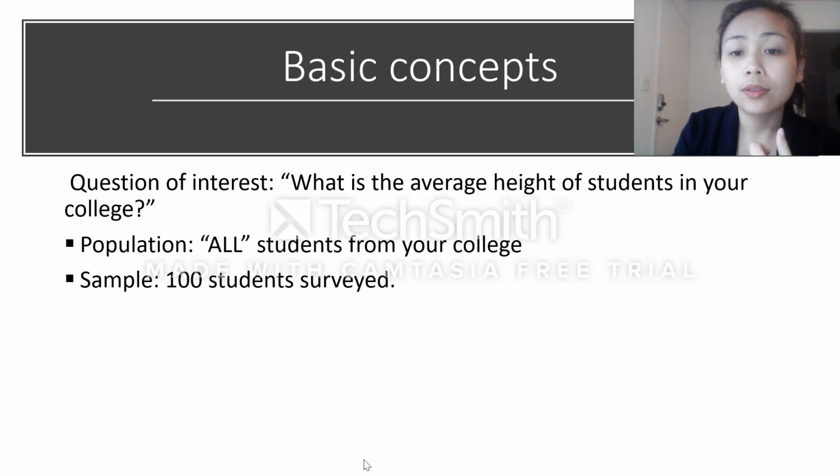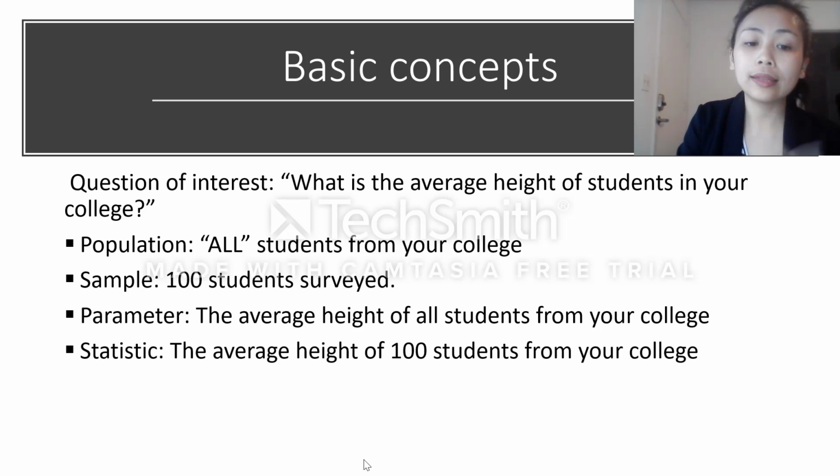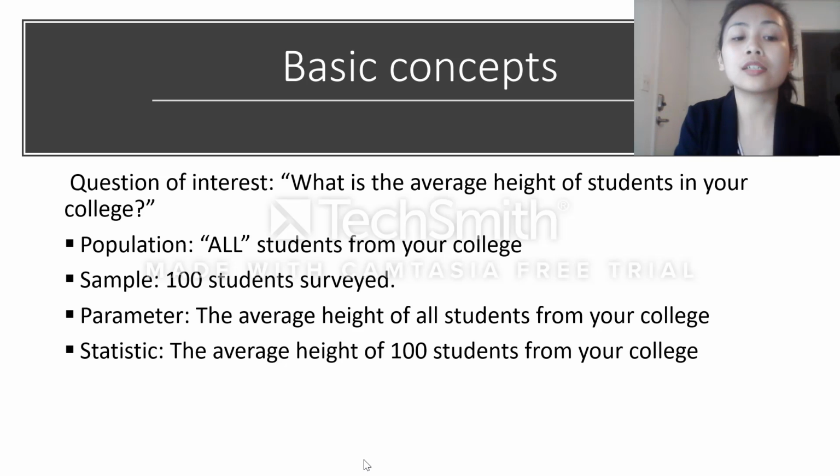And the information that you are interested in here is the average height. So the average height of students from your college here, I'm going to call it parameter. And when you collect the group of 100 students, you are interested in the average height of students in your college. So you go and calculate the average height of 100 students. So that number, I'm going to call statistic. Here you need to keep in mind statistics with S and statistic with no S are different.